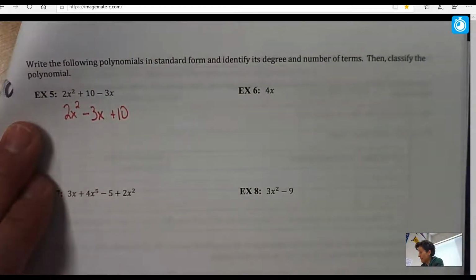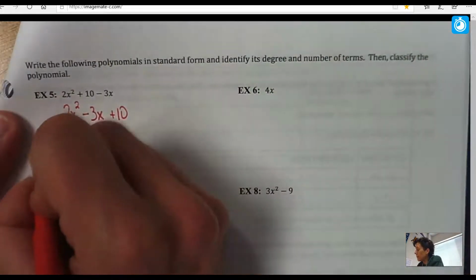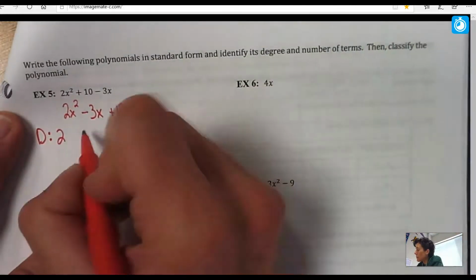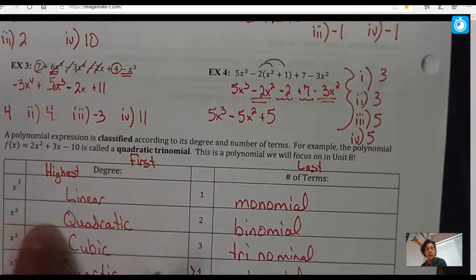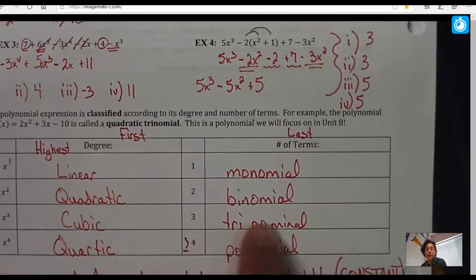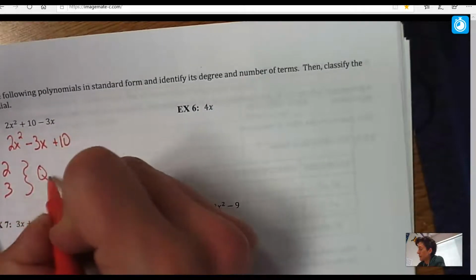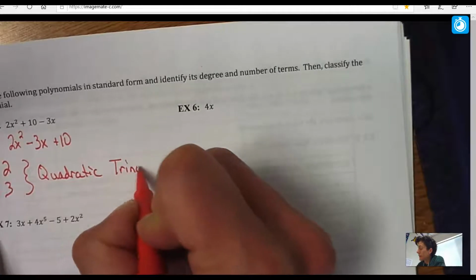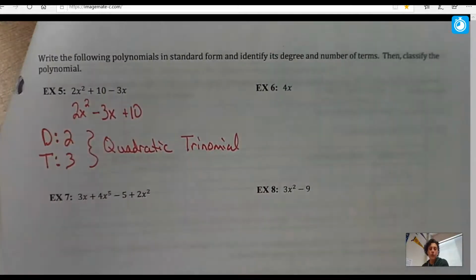So based on this, we're going to give it its name. So its degree, again, that's the highest exponent, is a 2, and the number of terms is 3. And if I know that, I can come here, and if it's a degree of 2, it's a quadratic, and 3 terms is a trinomial. So quadratic trinomial. This is a very popular one in Algebra 1 and Algebra 2, a quadratic trinomial.